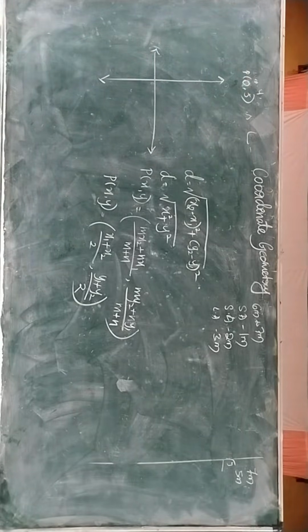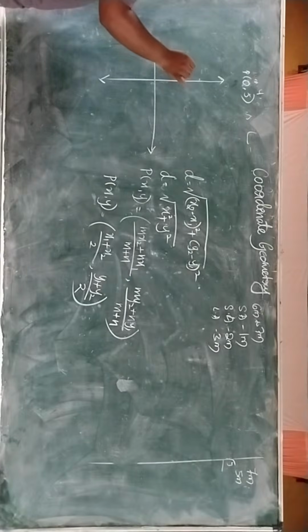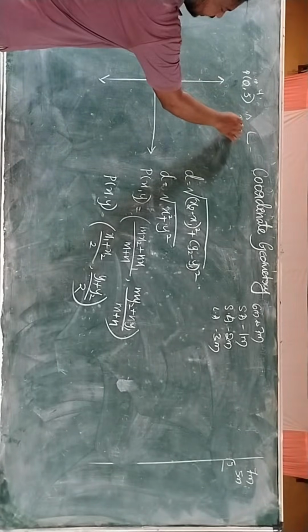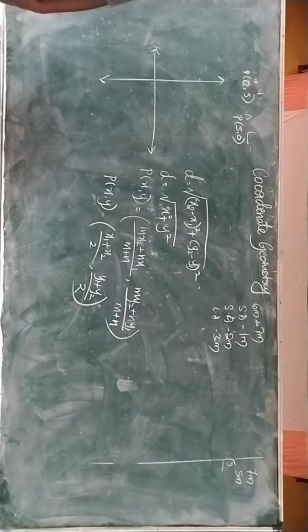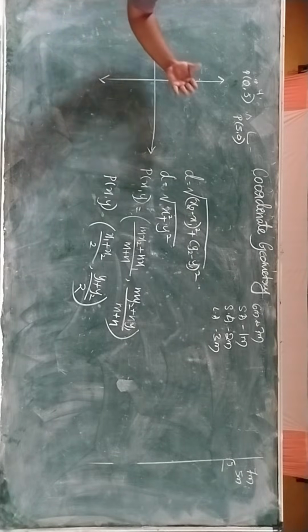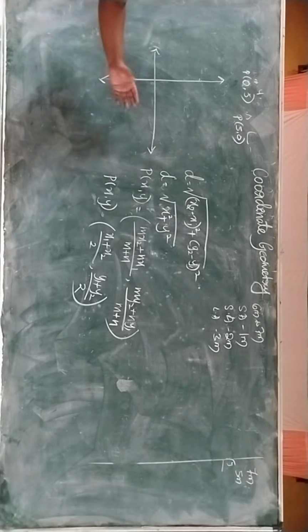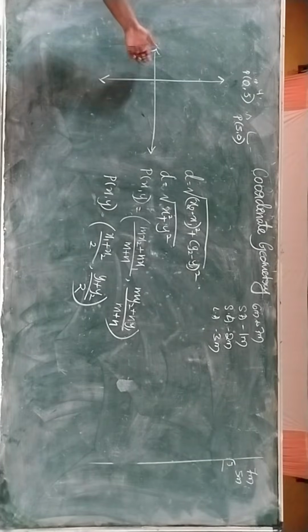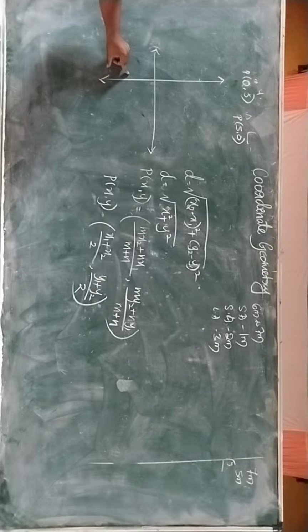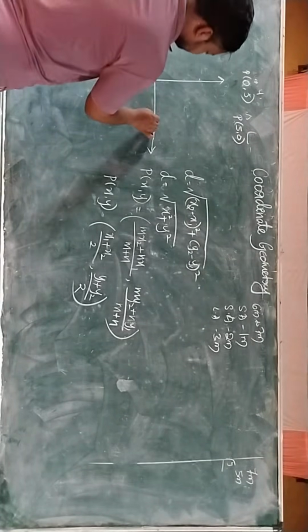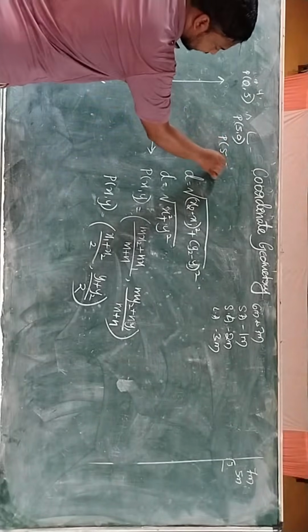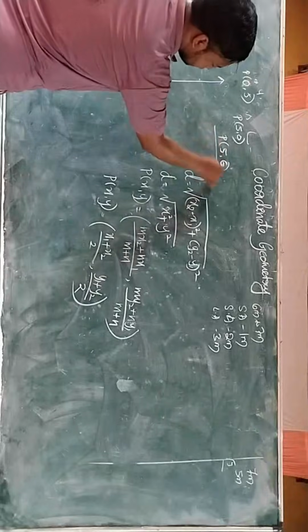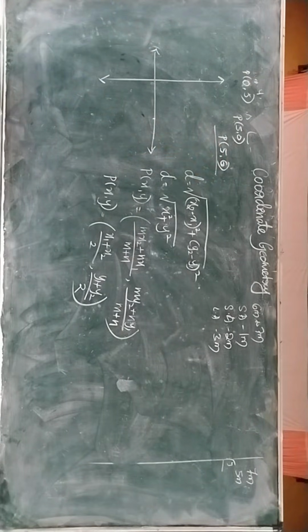So now you can tell. P of 0, 5 lies on which quadrant? On the y-axis. So 0, 1, 2, 3, 4, 5. Correct? And now P of 5, 0 lies on which quadrant or which axis? On the x-axis. Positive x-axis, negative x-axis, positive y-axis, negative y-axis. That also you need to mention. Understood? The next, P of 5, 6. And 5 is how much distance from x-axis or y-axis?